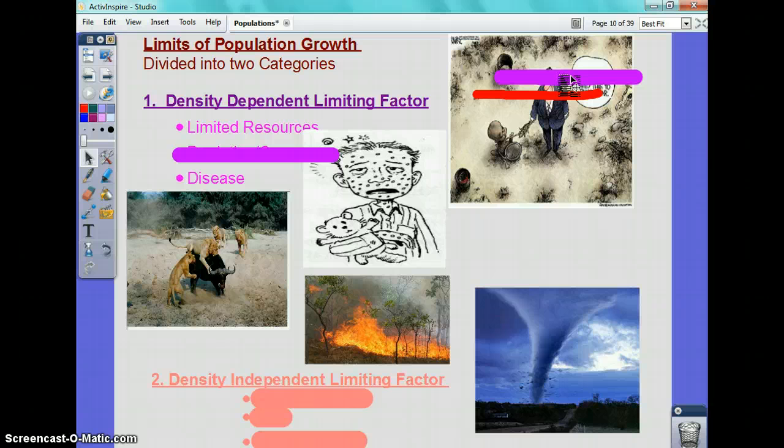Let's stick to density. Is a natural disaster density dependent? No, it's independent. Good, because it's going to wipe a population, but it's not dependent on it for it to occur, or you're not dependent on it. It just takes care of it.